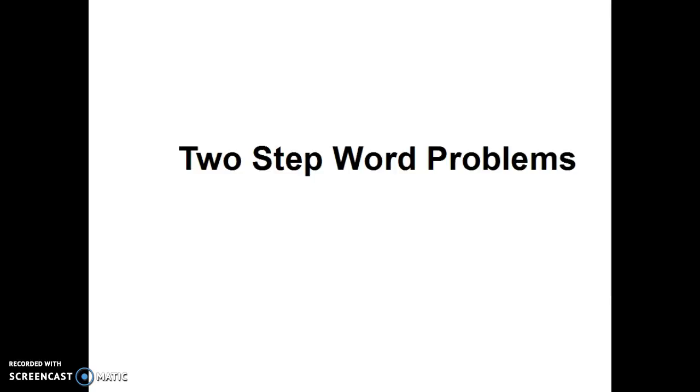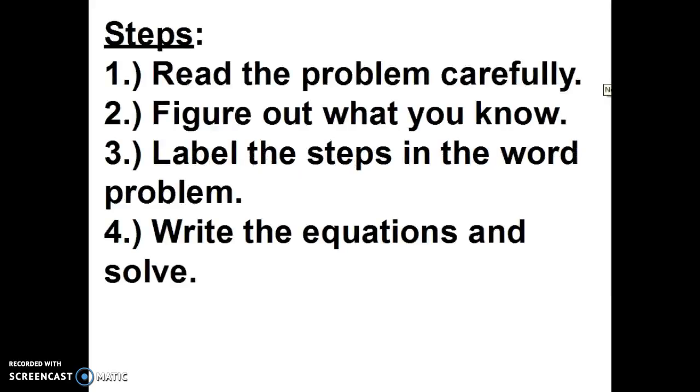Two-step word problems. When we look at two-step word problems, we need to evaluate the problem first. And the way we do that is by following these four basic steps. First, we need to read the problem carefully. So when we read the problem, we need to make sure that we are understanding the words in the problem, make sure we're reading the words correctly, and that we're thinking about the problem as we're reading it.